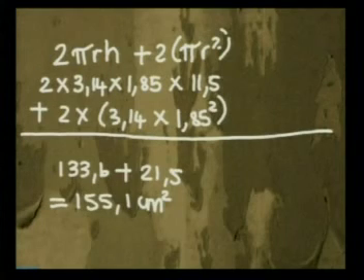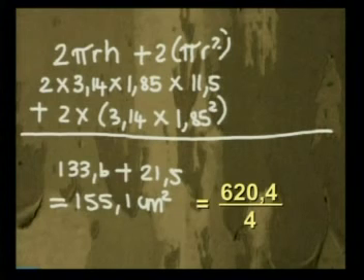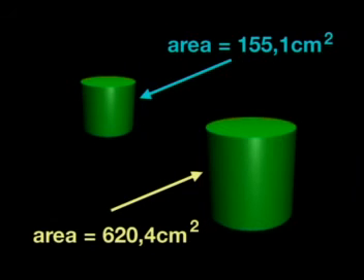Let's see what we get with our calculations now. 155,1 goes exactly 4 times into 620,4. Altogether, the surface area of this new cylinder will be 4 times smaller than the surface area of the bigger one. If you compare their nets, you might believe me. Does it look as if this net could fit into this net 4 times? Halving the radius and the height of the cylinder results in a surface area that is exactly 4 times smaller than the original surface area.